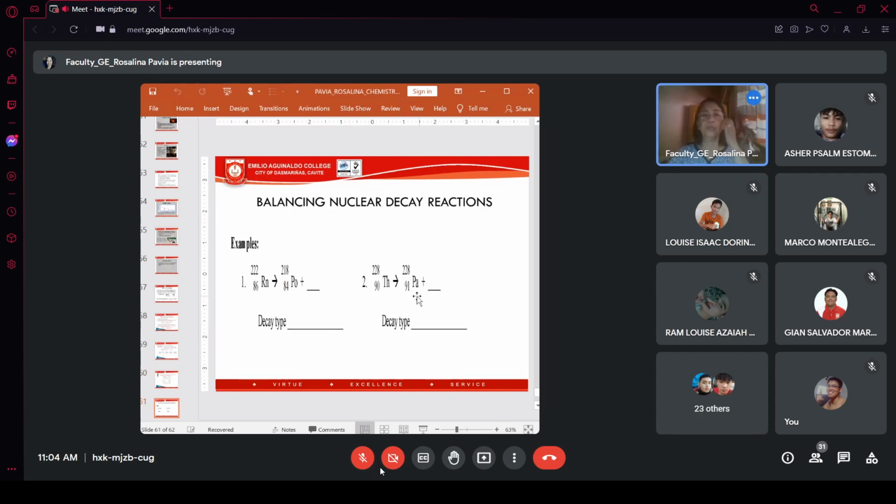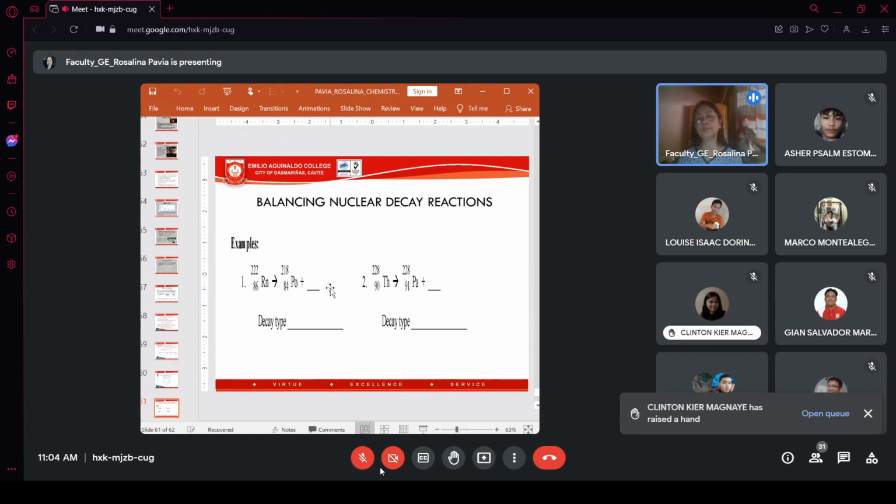Now, eto. Balancing nuclear decay equations. So, what should be added? Okay, radon 222 undergoes a certain type of decay. Ang product niya is polonium 84218. What is to be added here and what type of decay it underwent? Miss Magnaya. Helium po, alpha decay po. Okay, alpha decay. So, helium-24, di ba? Para pag inadd mo, 84 plus 2, 86. 218 plus 4 is 222.